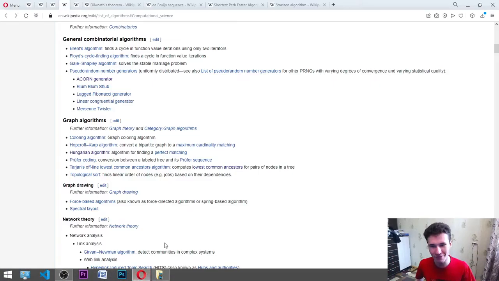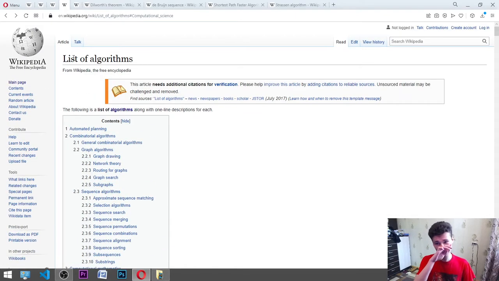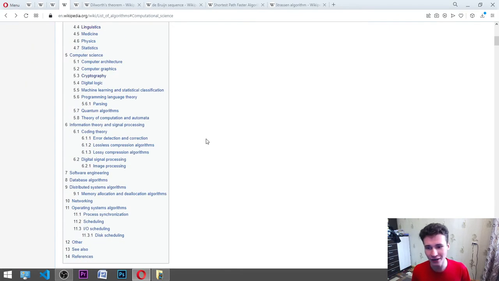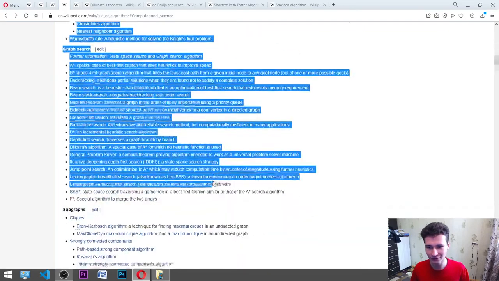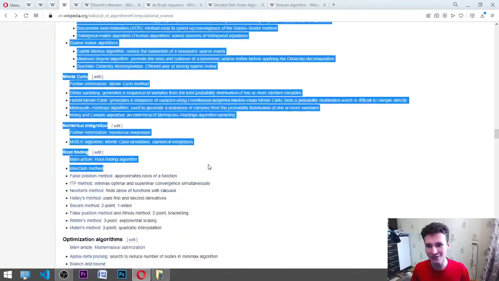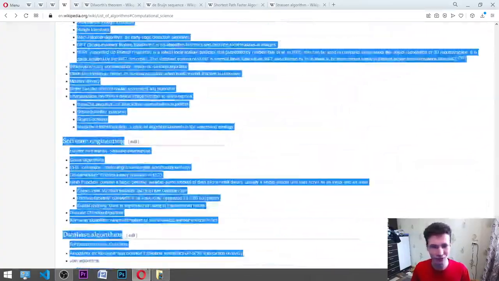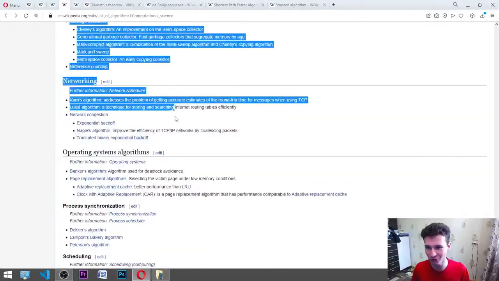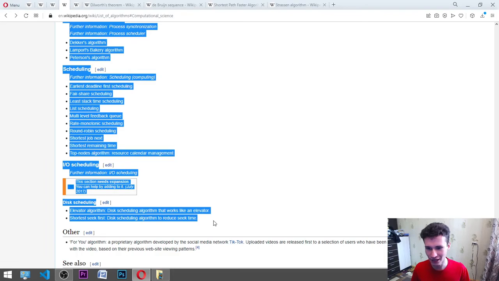And I want to learn them more, and I have the list of them on this Wikipedia page. We have them all. If you want, you can learn about them by yourself, the list of algorithms. Right now we will copy them, and then I will paste them into a document file, a Word file. Let's start with IO scheduling, I think.